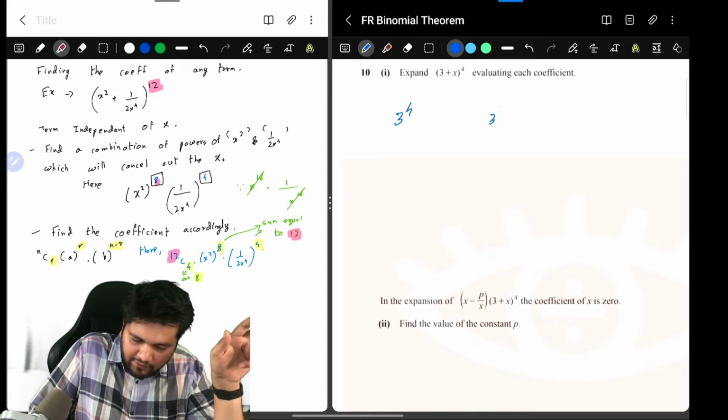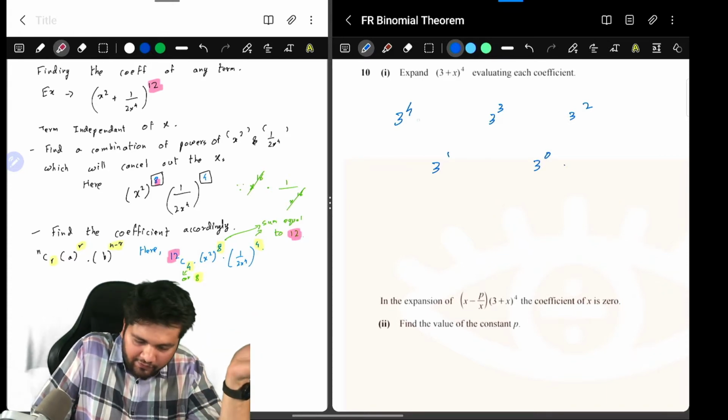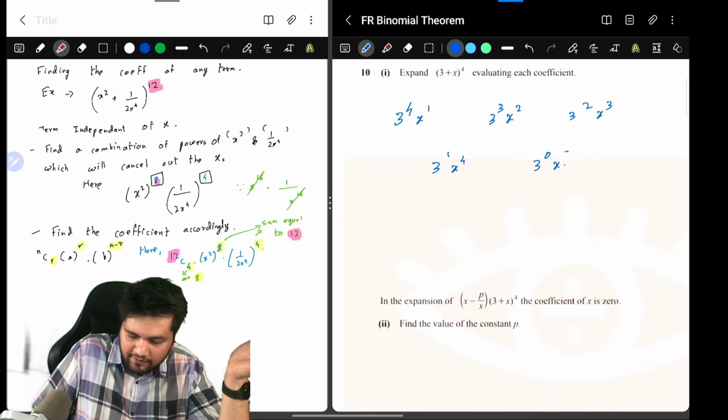Second term would be 3 to the power of 3. Third term would be 3 to the power of 2. Fourth term would be 3 to the power of 1. And fifth term would be 3 to the power of 0. Similarly, I'm going to increase the value of power of x. So x to the power of 1, x to the power of 2, x to the power of 3, x to the power of 4, and finally x to the power of 5.